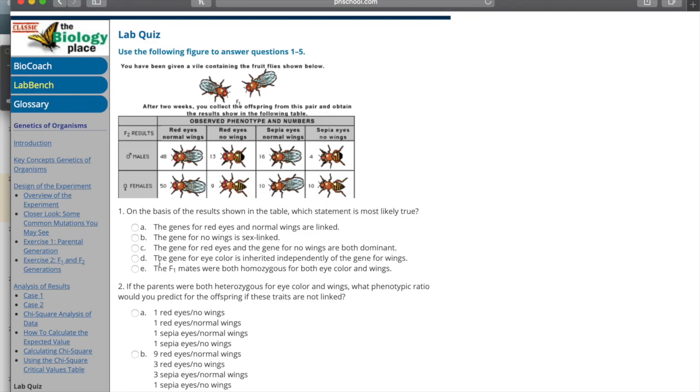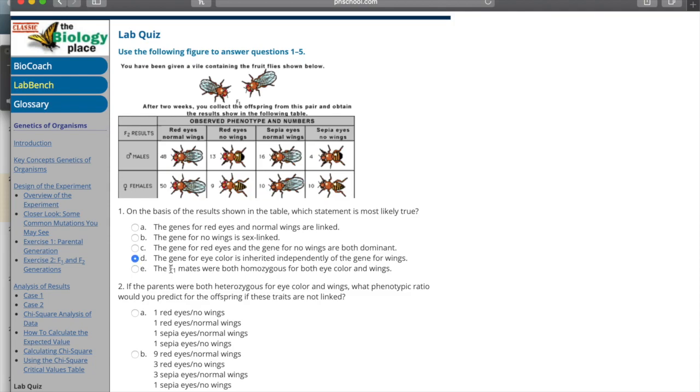Next option: the gene for eye color is inherited independently of the gene for wings. Remember, this was Mendel's law of inheritance. There doesn't seem to be a linkage between any two of these traits, and we didn't really discuss that. So this one is looking pretty accurate right now.